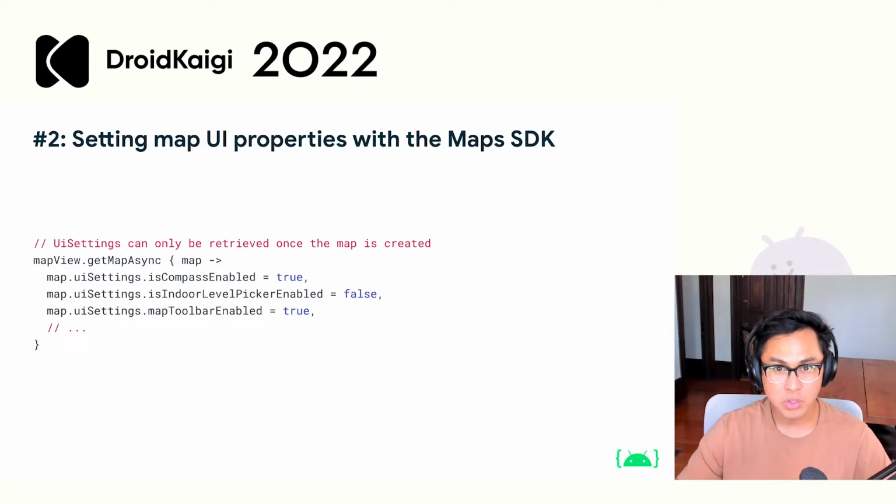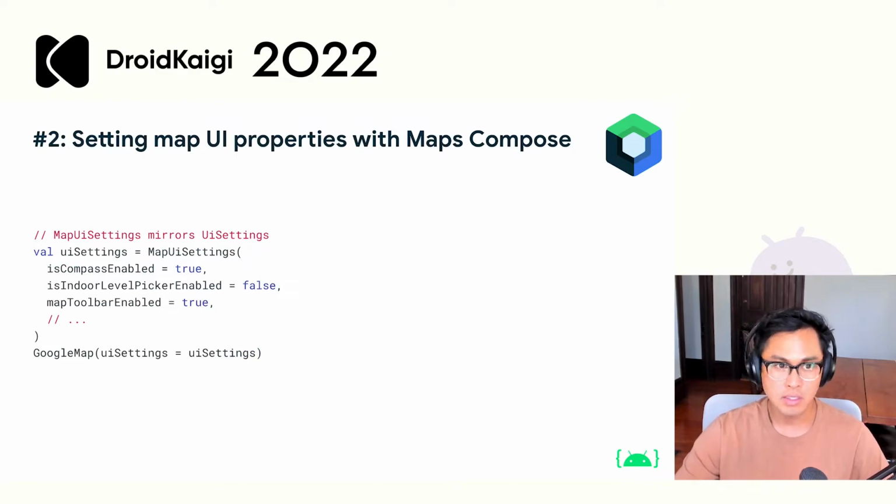But in Compose, going back to the first lesson, we want to be able to declare ahead of time what we want our UI settings to look like. Since we can't construct an instance of UI settings, it's incompatible with the Compose way of doing things. So in this case, Maps Compose introduces a new type called Map UI Settings, which mirrors all the same properties in UI settings. You would construct an instance of Map UI Settings and then provide it to the Google Map composable function to change different UI settings.